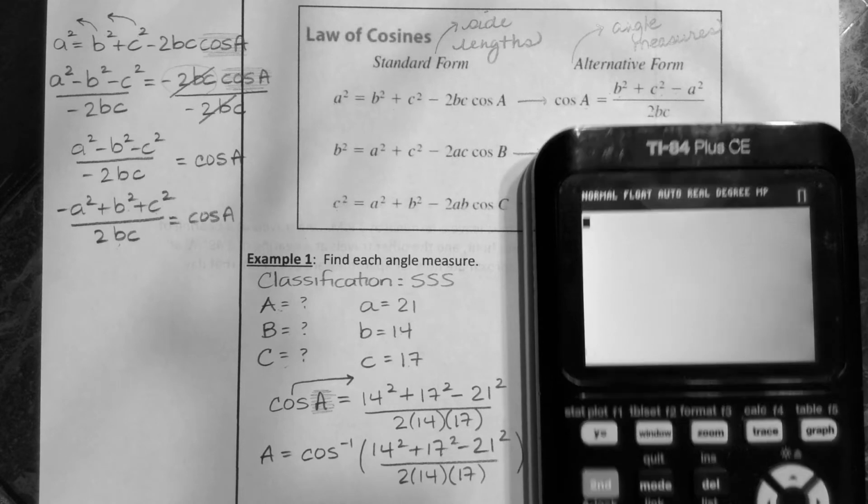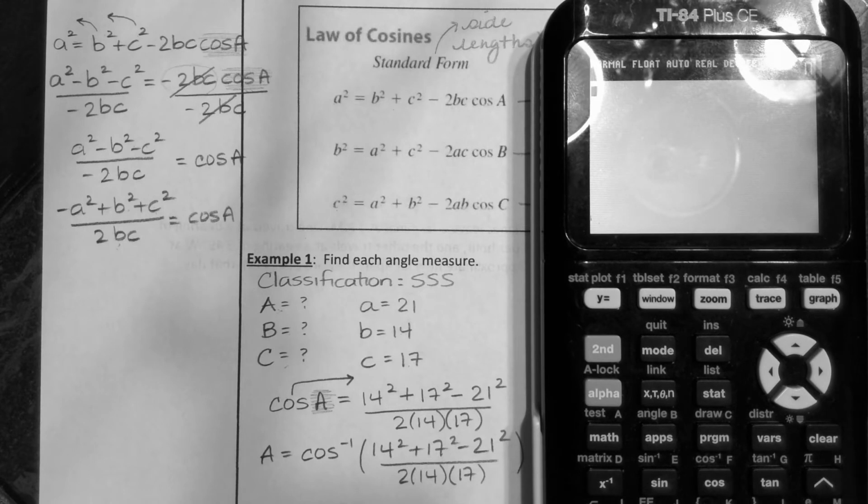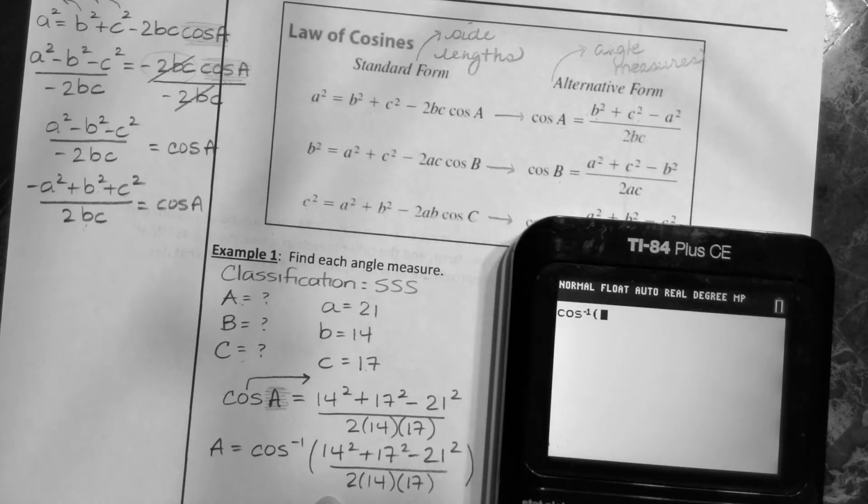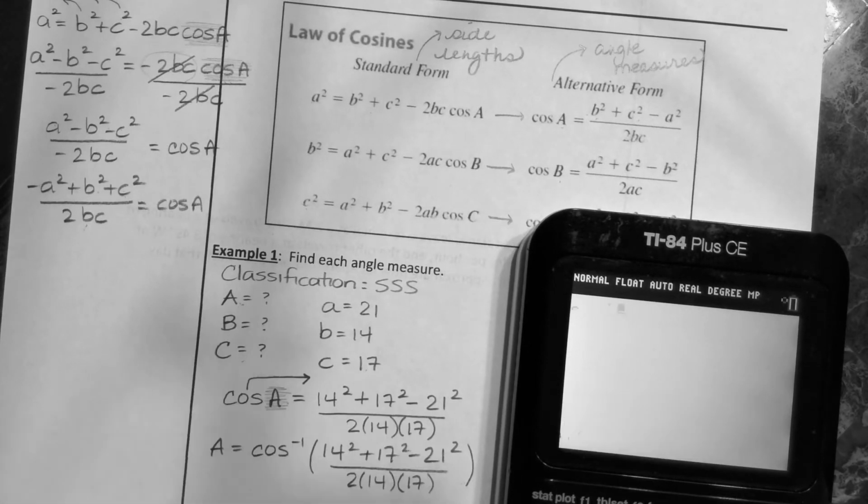Cosine inverse, or arc cosine, if you call it arc cosine, is right here. So I'm going to press the second button, and then I'm going to press cosine to bring up that arc cosine symbol. Ugh, my glare is really bad. And let's type. So I need to do an alpha y equals to bring up that stack fraction. And I'm going to type 14 squared plus 17 to the second power minus 21 to the second power. And then I'm going to divide by 2 times 14 times 17. And if you want to write times, it also works.